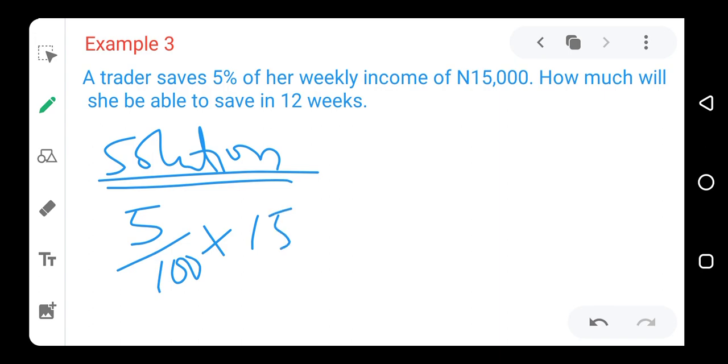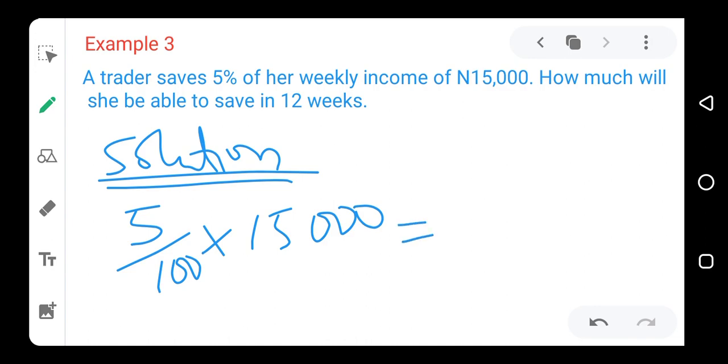That is the income. I said that the first step is always to get the income, and then try to determine the amount saved from the income. So we use this percentage to determine the amount saved from the income of 15,000. So that is 5 over 100 multiplied by the income, which is 15,000. To determine the amount from the percentage given, divide the percentage given by 100 and multiply by the amount you have, which is 5 over 100 multiplied by 15,000.